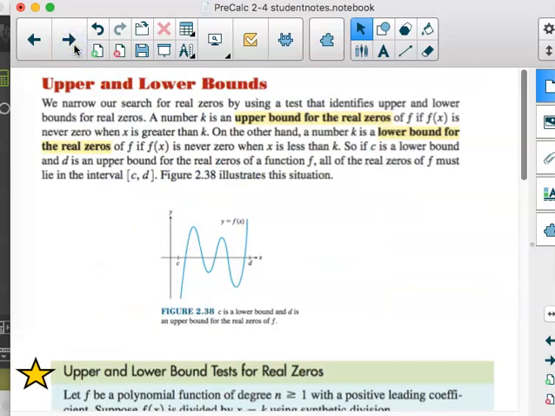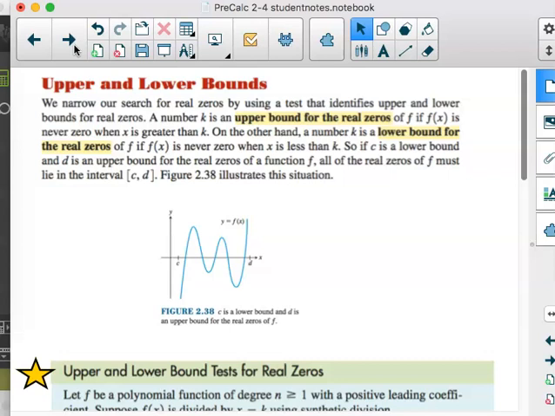Alrighty, off we go. Another part of our objective, which we didn't get to yesterday, was upper and lower bounds. And we've actually talked about this a little bit when we talked about boundedness, but we didn't talk about the math behind it. So we narrow our search for real zeros by using a test that identifies upper and lower bounds for real zeros.